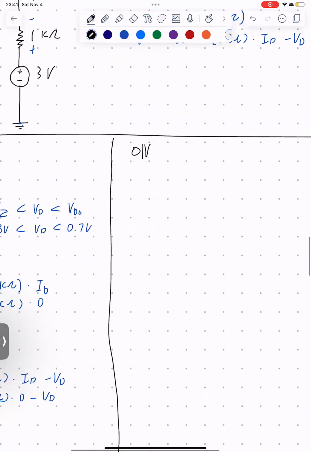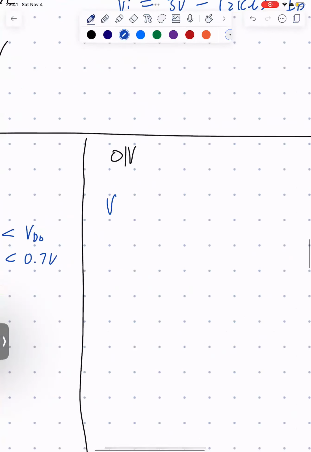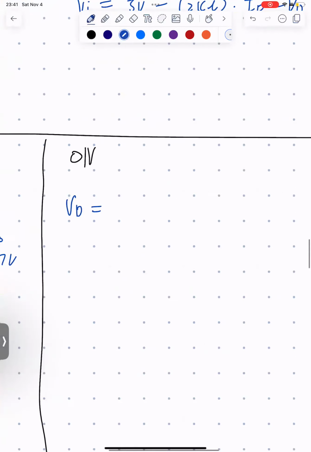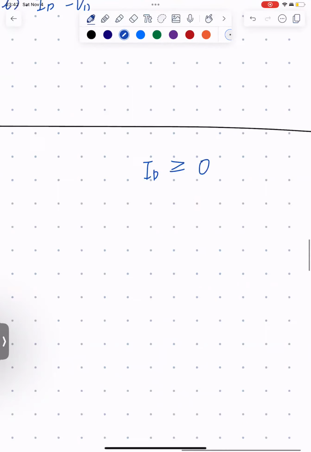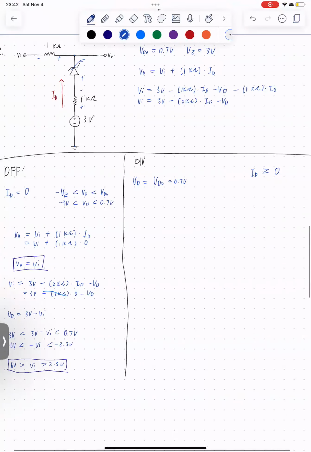Now, when the diode's on, we know that VD, the voltage of the diode, will just be equal to VD0, in this case equal to 0.7 volts. Another thing we know is that for the diode to be on, there must be current flowing into the diode. So current ID must be greater than or equal to 0.